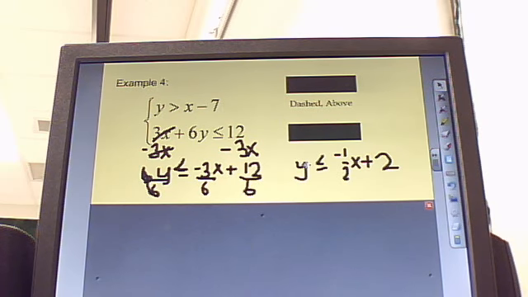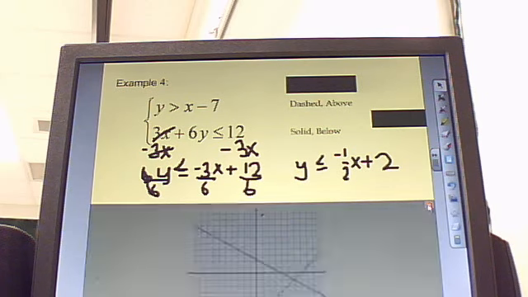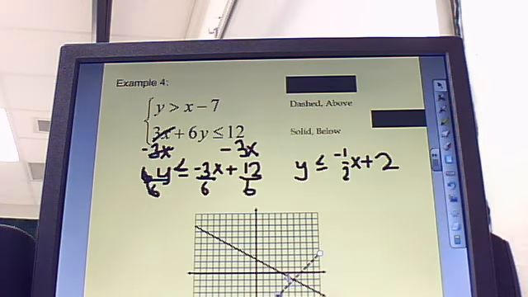My line is a less than or equal to, so it is shaded below. It is also a solid line. So I can clear those things. Let's go ahead and work our lines in here. So our first line is going to start at negative 7. That would be this line right here. See how it's going through the point negative 7.